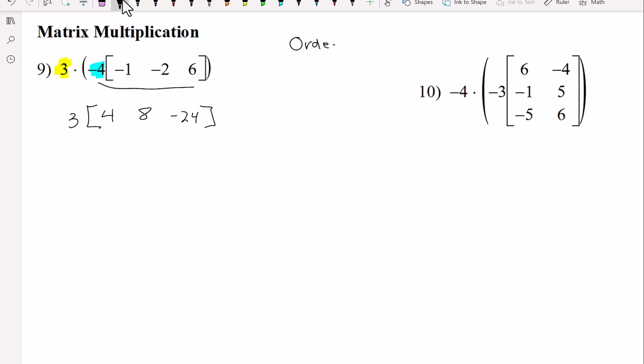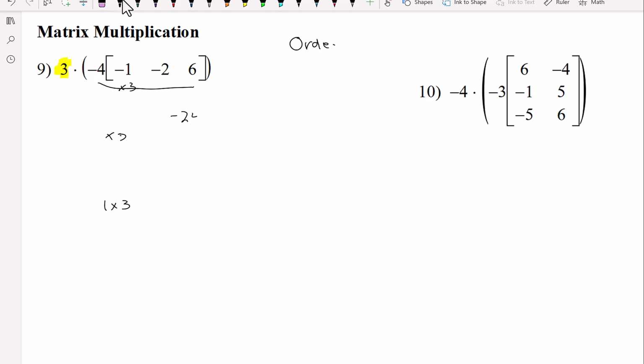And that is one way you could do it. And again, this is a 1 by 3, so this will be a 1 by 3. I'm sorry, then to finish this, we would then have 12, 24, negative 72. And this would be a 1 by 3. Okay, I'm going to erase this.